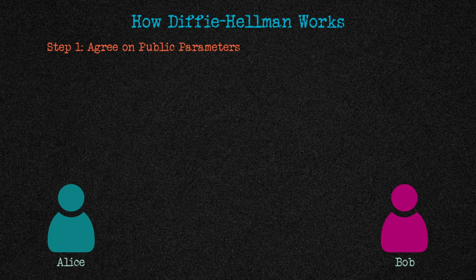First, Alice and Bob need to agree on two public parameters, a prime number and a base number. For our example, let's use the prime number 23 and the base number 5. These values are public. Even Eve can see them.